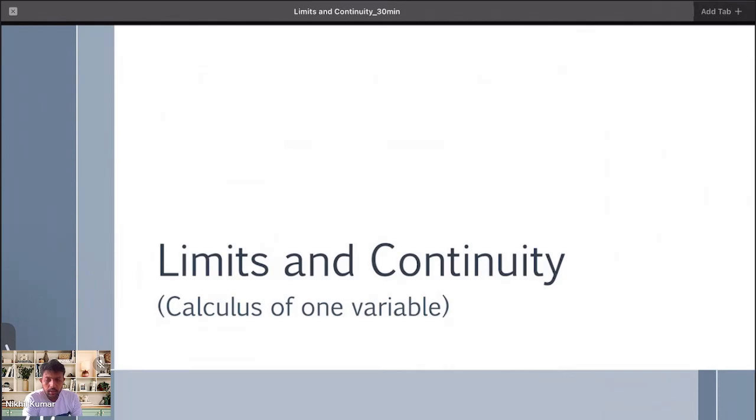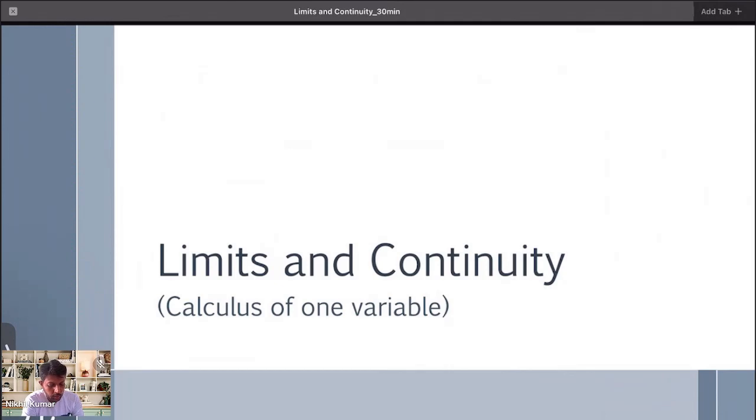Hello students, let's get started with a session on calculus. In this session we are going to learn about limits and continuity. If time permits, we're going to move on to differentiability as well. Let's get started. First of all, the scope of this session is calculus of one variable only.